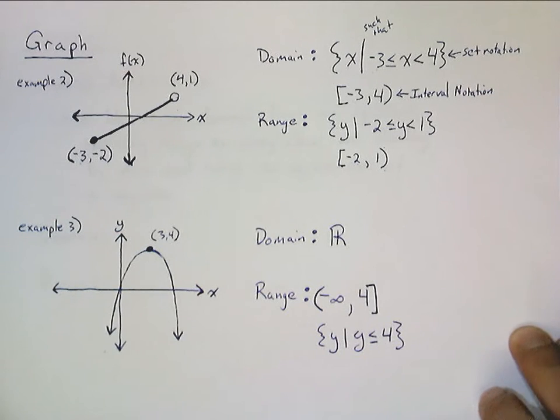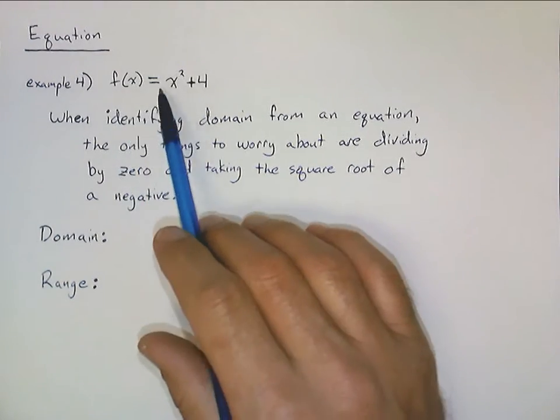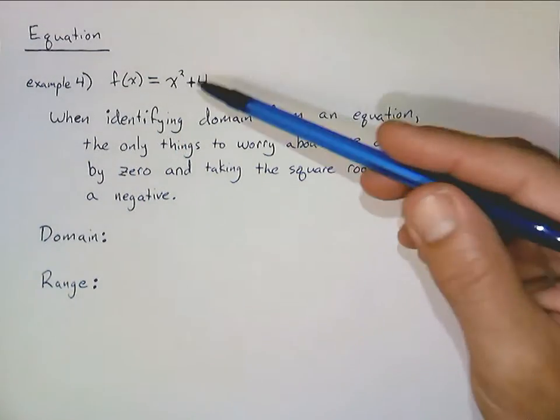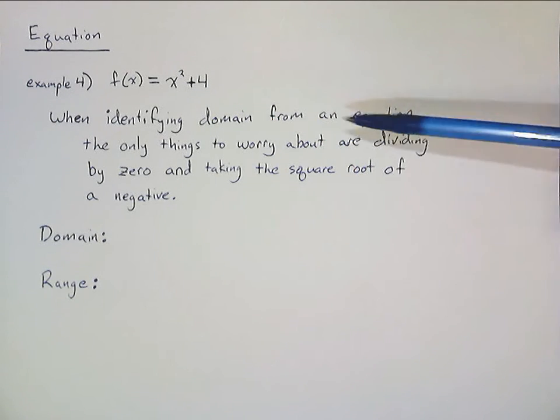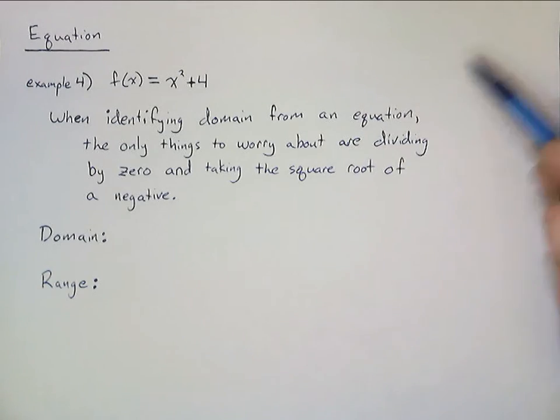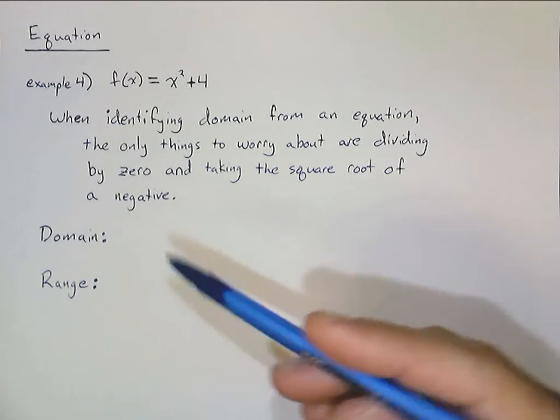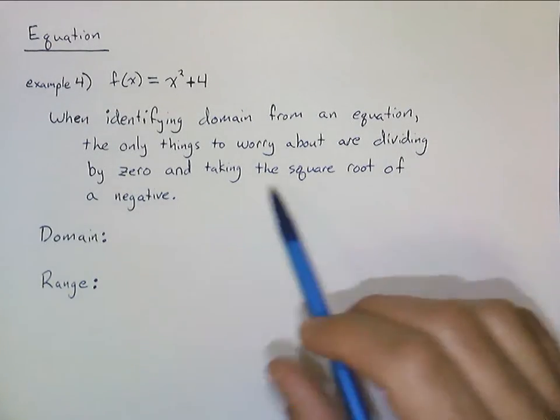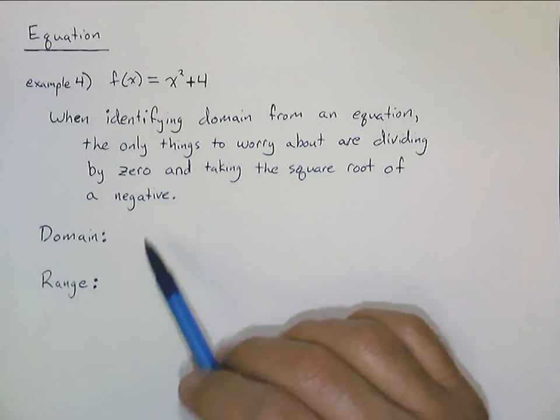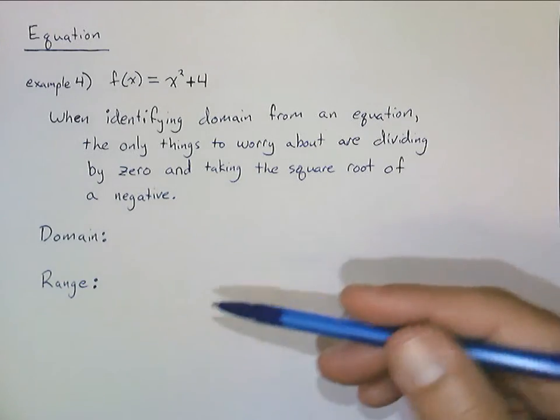Now lastly, if we're given an equation like this, say f of x is equal to x squared plus 4, this is a little bit more difficult. Without a visual of a graph, it's tough to see what the domain and range are going to be. But here's the big thing. When we're identifying the domain from an equation, for our purposes right now, the only thing we have to worry about is dividing by 0 and taking the square root of a negative number. We can't do either of those things. They're commonly said to be undefined.